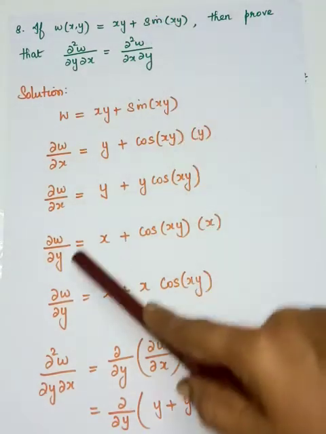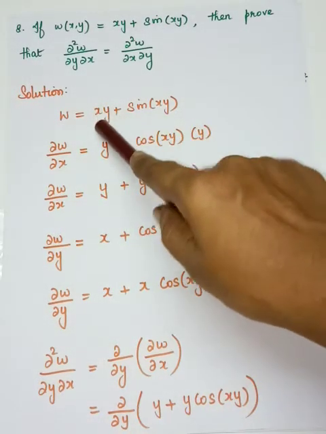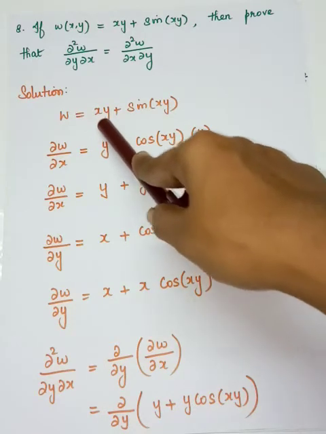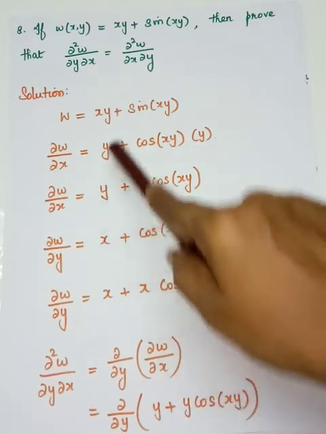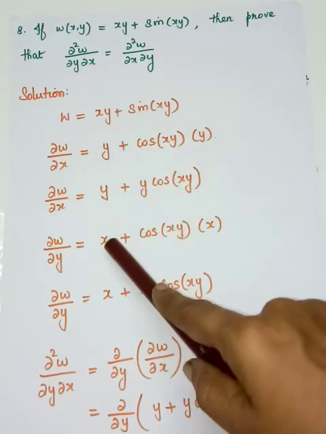Take w and go for dou w by dou y. Now you are going to differentiate w partially with respect to y. Look at the first term. You are going to differentiate it partially with respect to y. What is the constant? x is written as it is, so the remaining here is y. So the differentiation of y with respect to y is 1.